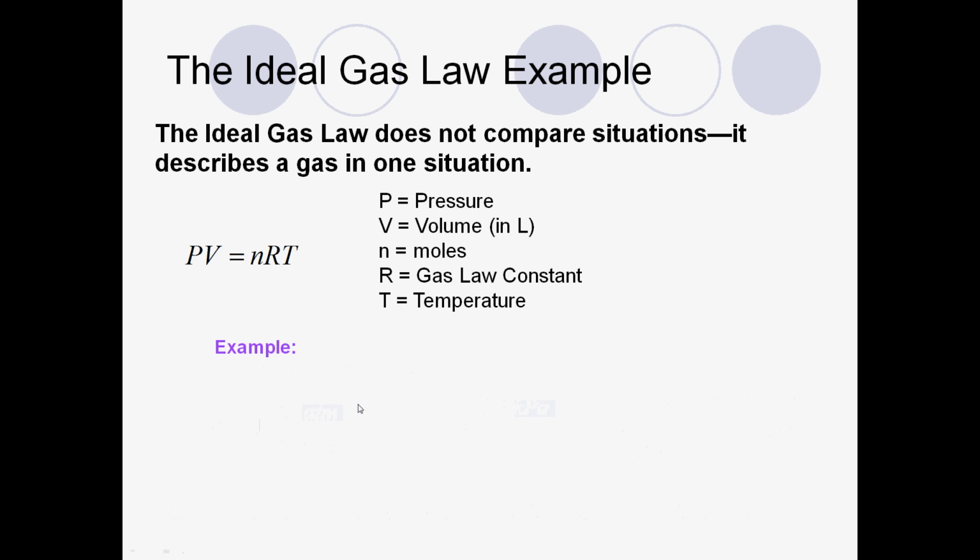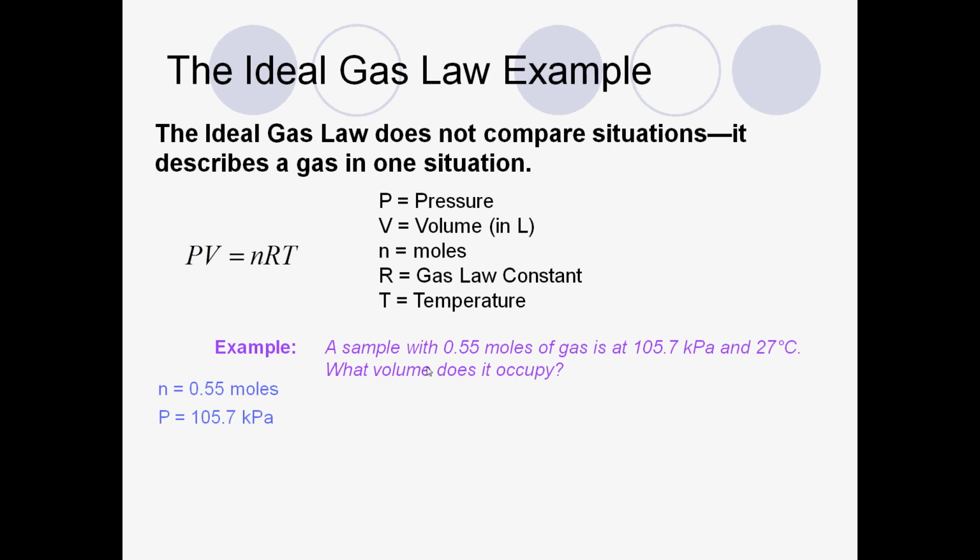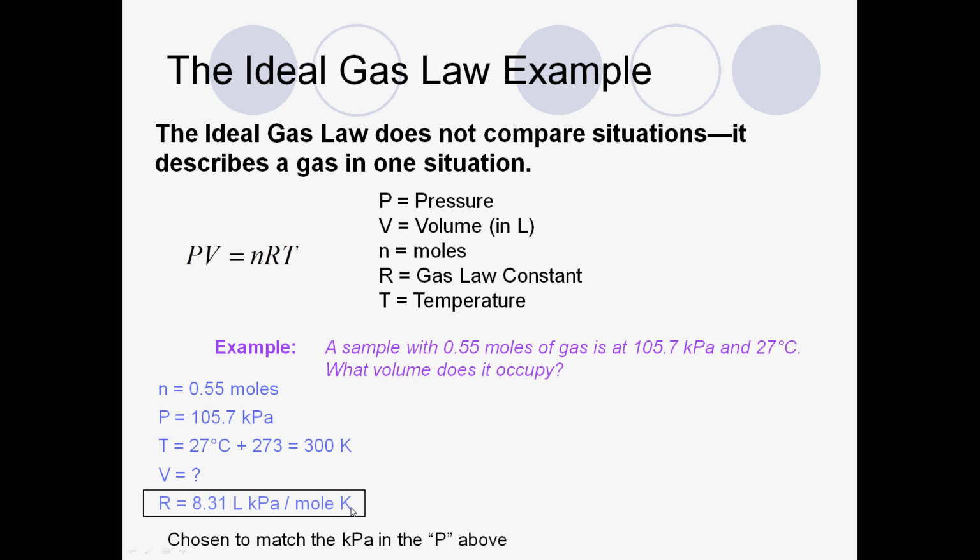Okay. So here's an example. We have 0.55 moles of gas at 105.7 kilopascals and 27 degrees Celsius. What volume does it occupy? So again, we can write down everything we know. We know our N, we know our pressure, we know our temperature. We add 273 to that to get it into Kelvin. And now we can solve for that missing variable. Again, we have everything right here, so we can plug it into our equation. We see here that we have kilopascals, so we're going to pick the R value that has liters kilopascals per mole Kelvin. We plug everything in, and they've left the labels here so you can see the kilopascals here.